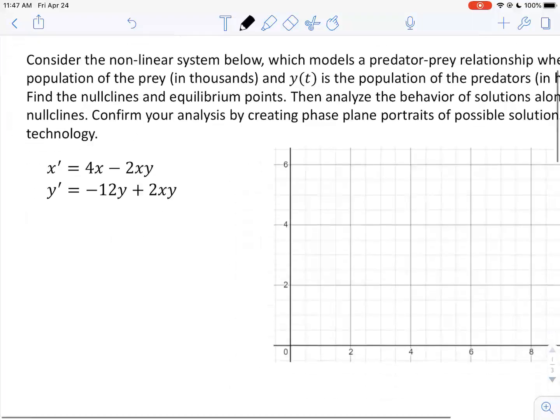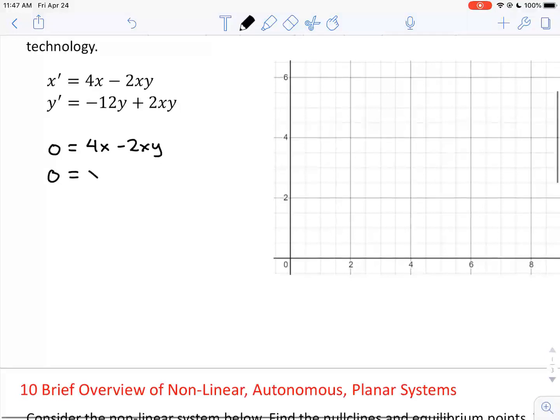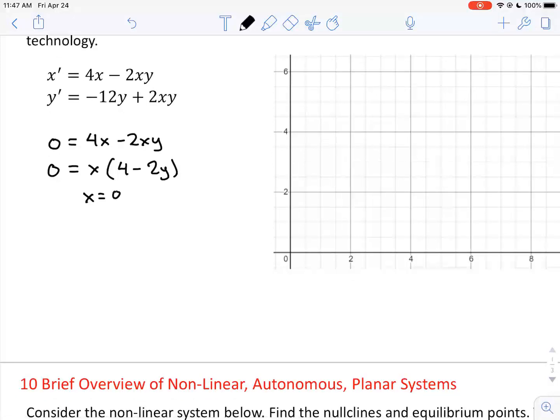All right, so the work we do by hand. Let's first begin by finding the x nullclines. That's simply done by setting x prime equal to 0 and finding all points where that happens. So we say 0 is equal to x prime. Do some factoring. Be careful you don't divide by variables, like don't divide everything by x to get rid of it. You lose solutions when you do that, so factor x out instead. And that leaves a 4 minus 2y. All right, I can see two different solutions here. X could be 0 or y could be 2.